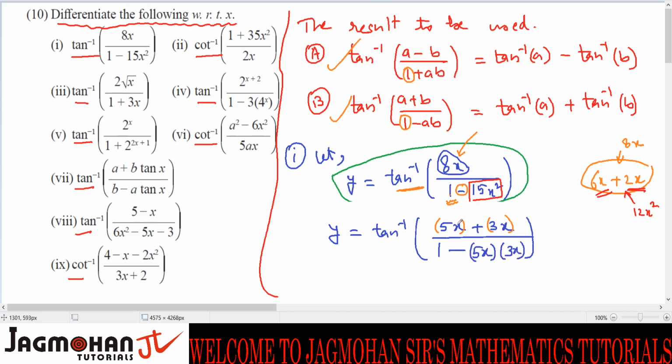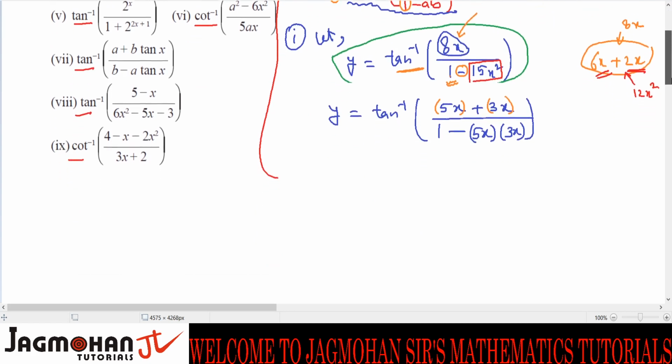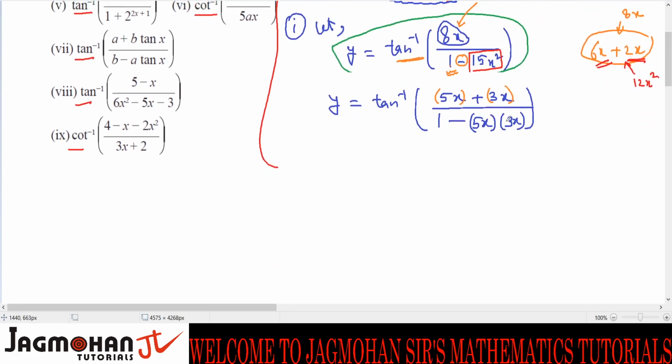Now, this particular thing which you see on the RHS is exactly the result form. See here, tan inverse of A plus B upon 1 minus AB. So here what you have is tan inverse of 5x plus 3x upon 1 minus 5x into 3x. And now you can use the result. So here I will get, therefore, y equals tan inverse of 5x plus tan inverse of 3x.